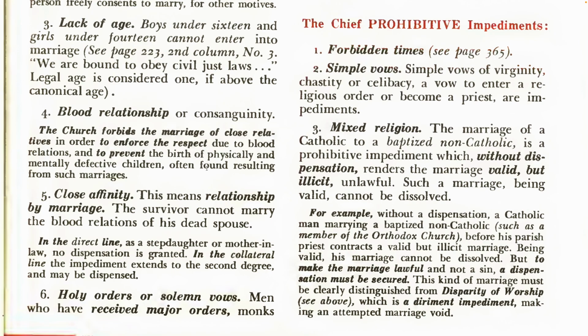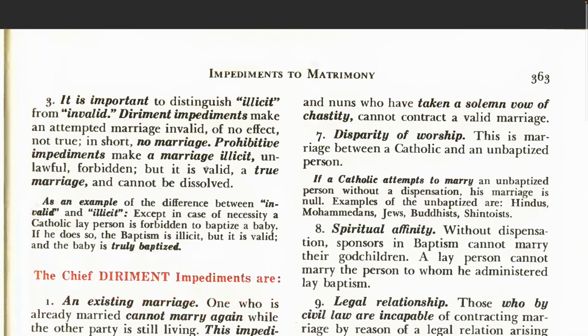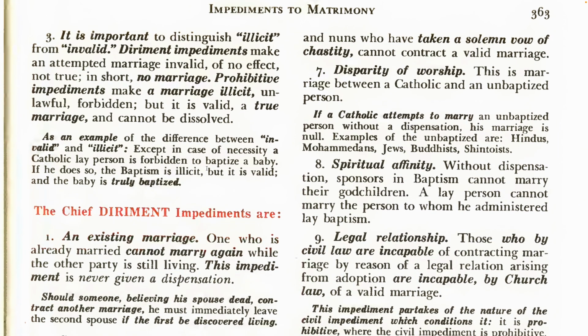Holy orders or solemn vows. Men who have received major orders, monks and nuns who have taken a solemn vow of chastity cannot contract a valid marriage. Disparity of worship. This is marriage between a Catholic and an unbaptized person. If a Catholic attempts to marry an unbaptized person without a dispensation, his marriage is null. Examples of the unbaptized are Hindus, Mohammedans, Jews, Buddhists, Shintoists.